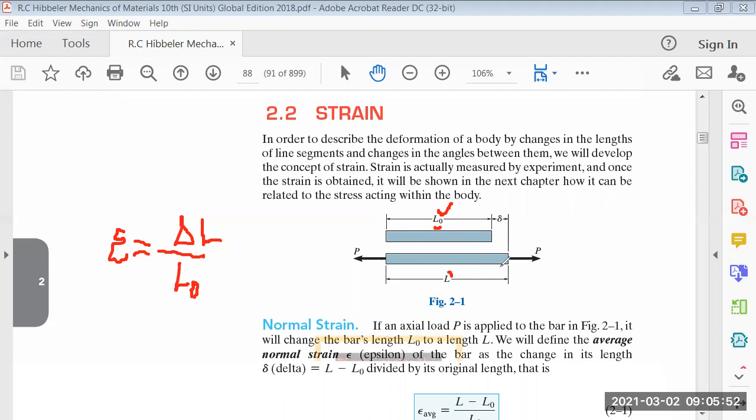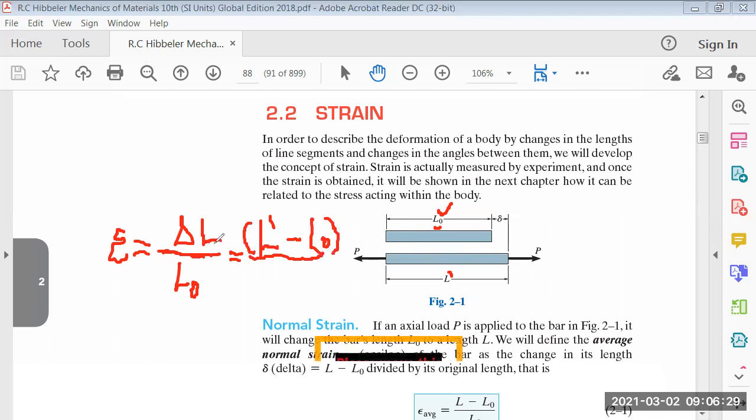After load application, after you have exerted a tensile load on the element, you're going to get a new length. So what is meant by change of length is neither the original nor the new length. It means the difference between them. For example, if it has experienced elongation, the elongation minus the original length would represent the change of length.